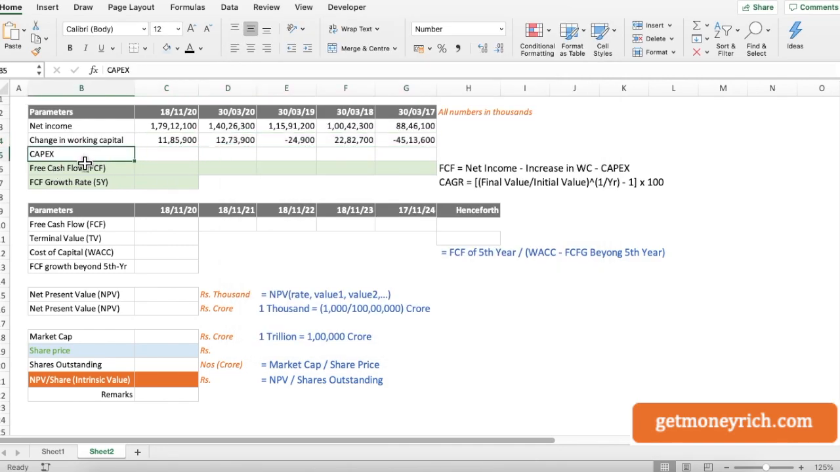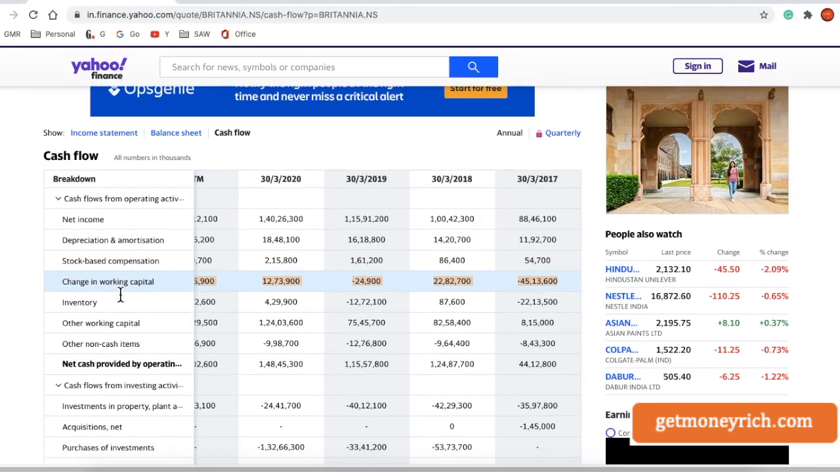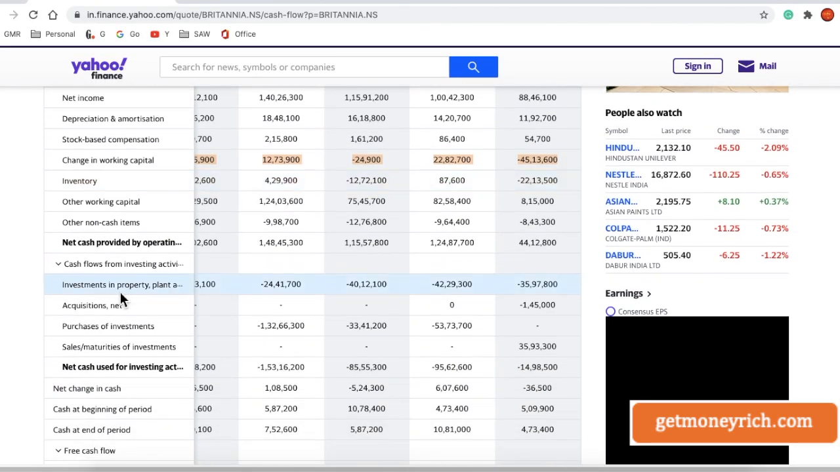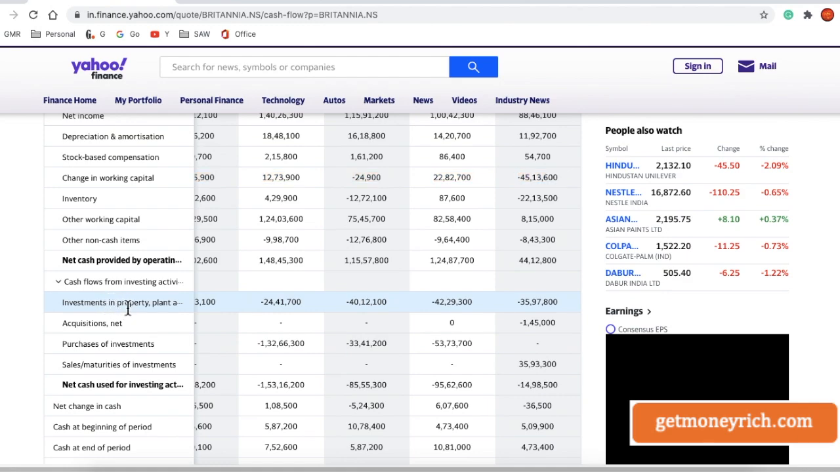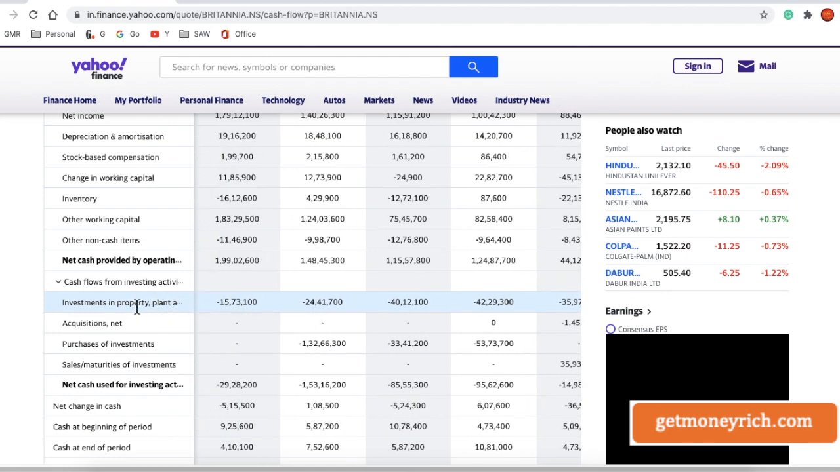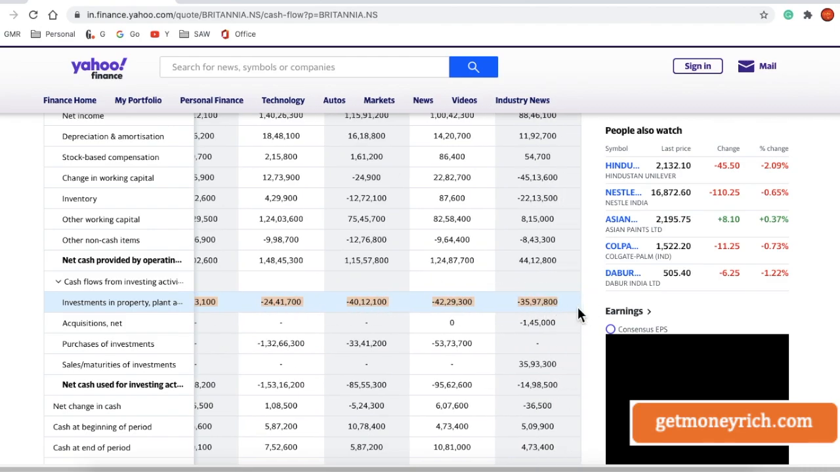The third thing that we have to pick is capex. Go back to this report, scroll down, and you will see a line item which is investment in property, plant and equipments. This is what we call capex in short. So copy these numbers. Just note that all these numbers are shown in negative, so make sure that you copy the negative values, negative sign with the number.